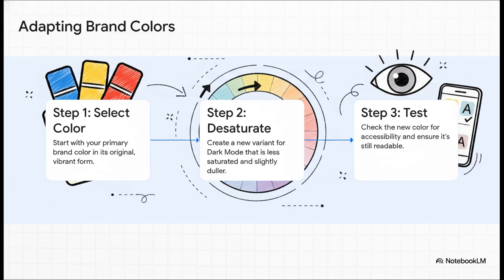You take your main brand color and you create a special version just for dark mode. All you do is make it a bit less saturated. Think a little more muted, a little more pastel. Then you just test it to make sure it's still readable. That's it. Your brand still shines through, but without blinding everybody.